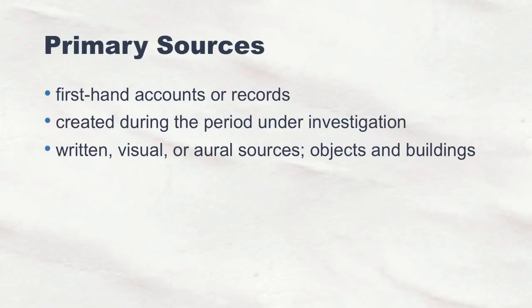Primary sources can be written. They can be visual in terms of images or photographs. They can be oral in terms of music or sound recordings. They can be objects. We also refer to objects as material culture. They can be buildings, they can be environmental sources, things of that nature.